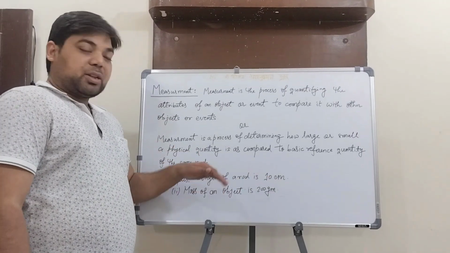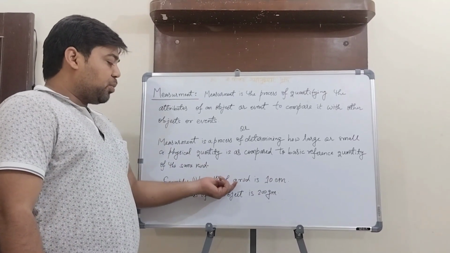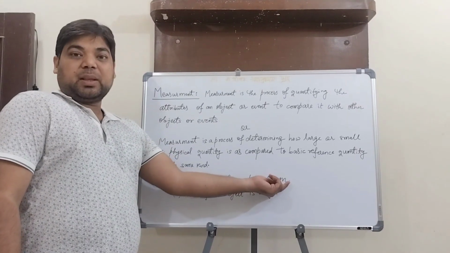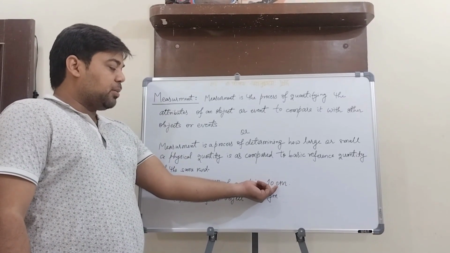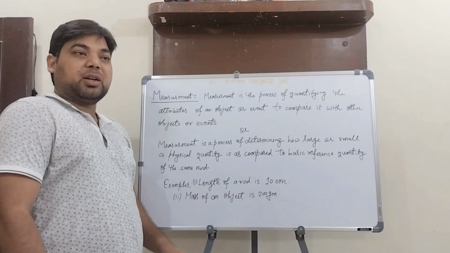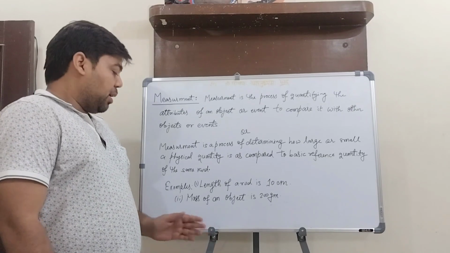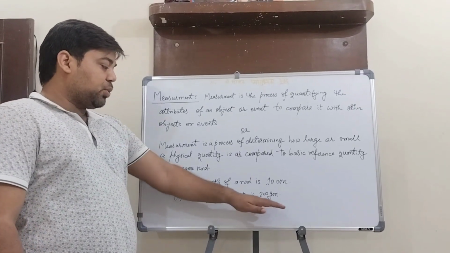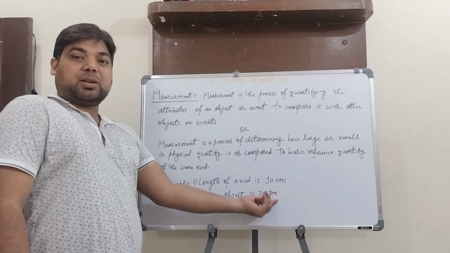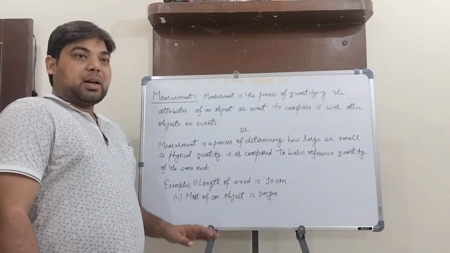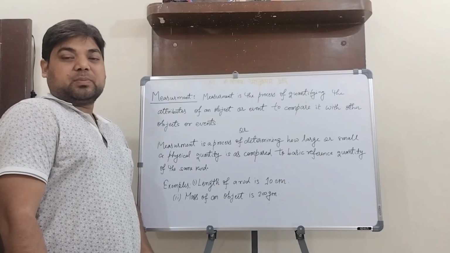We can understand it by simple examples. The length of a rod is 10 centimeter. Here 10 centimeter is the length of the object, which is 10 times the centimeter, which is the smallest scale. Similarly, the mass of an object is 200 gram. Here the smallest unit of measurement is gram, and the mass of the object is 200 times the smallest unit. This is 200 gram.